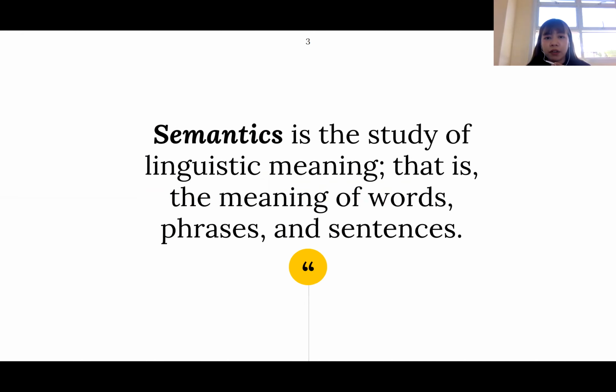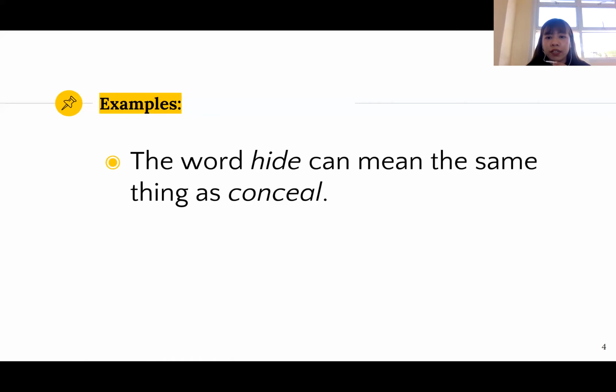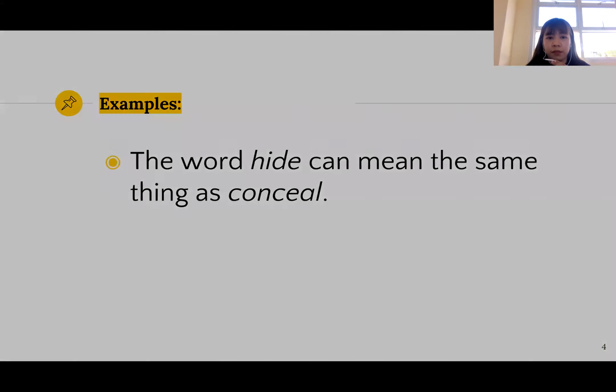If you can remember, we already discussed, although briefly, when I discussed the overview of linguistics, the different branches under microlinguistics. So semantics is one of them, and it is the study of linguistic meaning, which is concerned with the meaning of words, phrases, and sentences. For example, the words hide and conceal have the same meaning, just like in Elsa's song in Frozen, "Conceal, don't feel." Conceal could mean hide, or even if you use it interchangeably, it means the same thing.